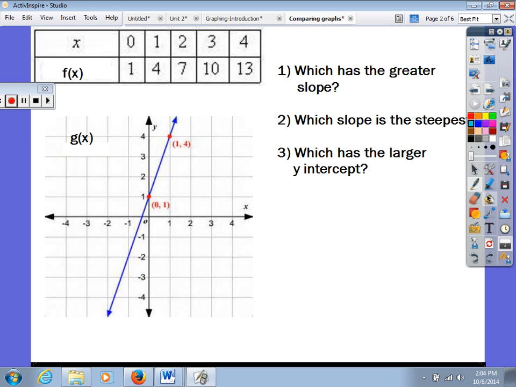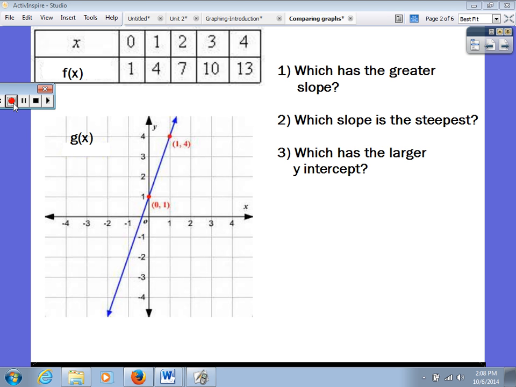I want you to take just a few seconds to copy this down in your notes also. Okay, which has the greater slope? How do I find the slope of a table? Who remembers that? What can I do to figure out what this slope is?